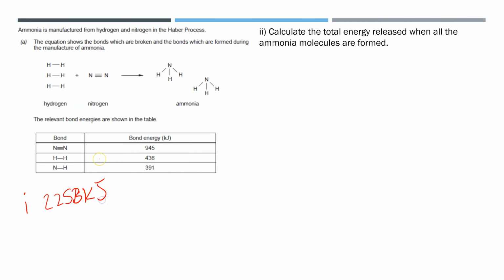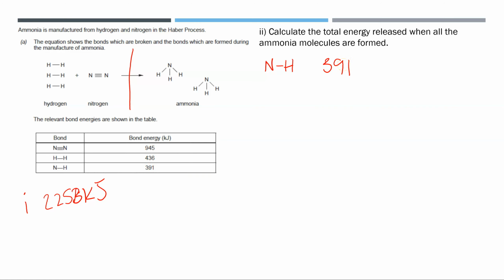kilojoules of energy. Then part 2 says calculate the total energy released when all of the ammonia molecules are formed. So again, what it's talking about here are the products, and all of the energy released when these bonds are actually formed. So what bonds are involved in the products? We've got nitrogen to hydrogen, so if we go down to our table, nitrogen, hydrogen, the bond energy is 391.